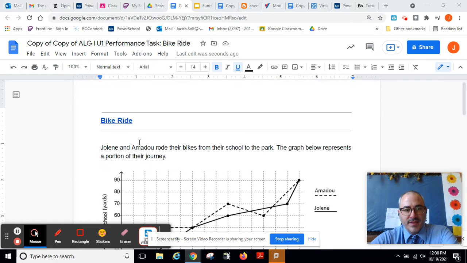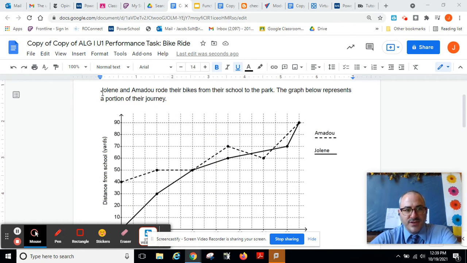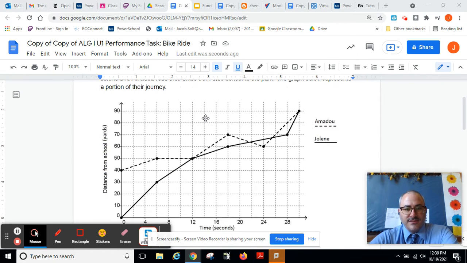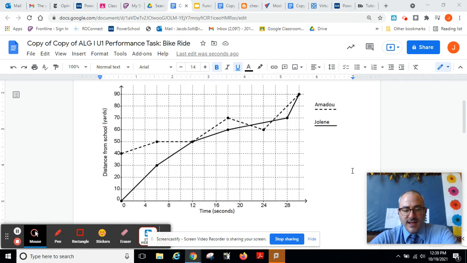All right. So here's the situation: Jolene and Amadou rode their bikes from their school to the park. The graph below represents a portion of their journey. Now take a look at that graph. Just take it in. Maybe you want to pause me for a minute just to figure out what's going on.